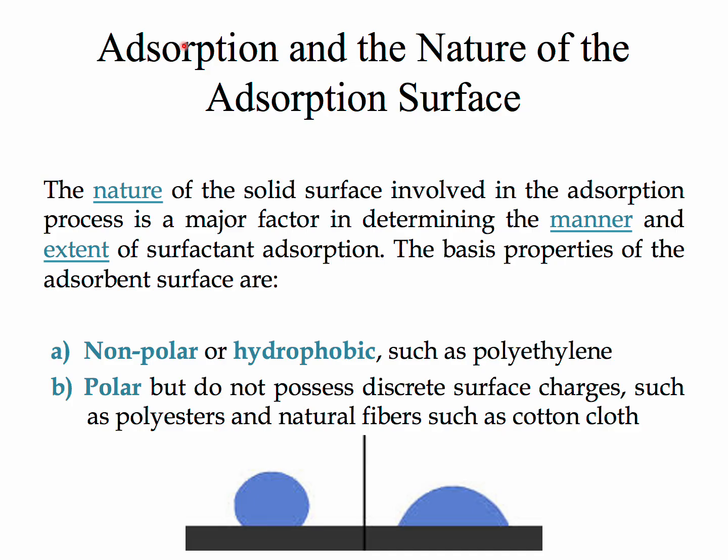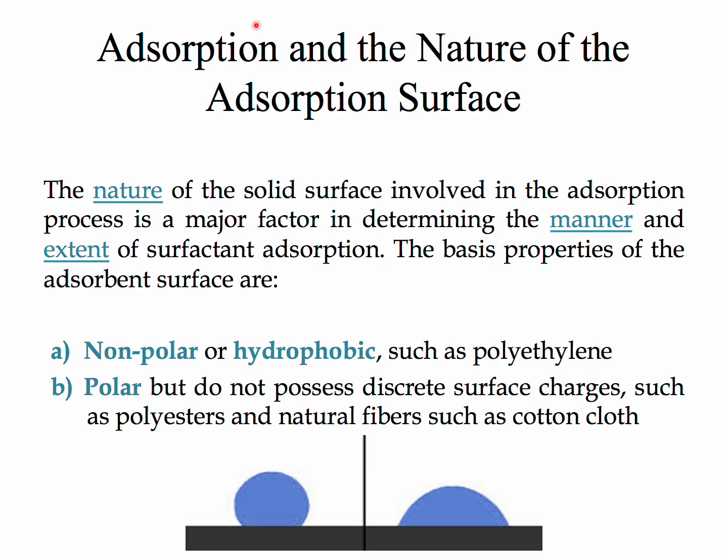First, let us consider non-polar or hydrophobic surfaces. These surfaces do not interact well with water and are therefore described as water-hating. A common example is polyethylene, which is a type of plastic. On this surface, water does not spread easily and tends to form droplets. As a result, the adsorption of polar molecules on such surfaces is generally weak.